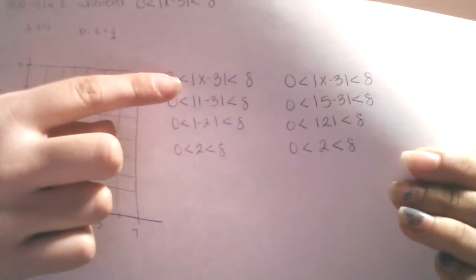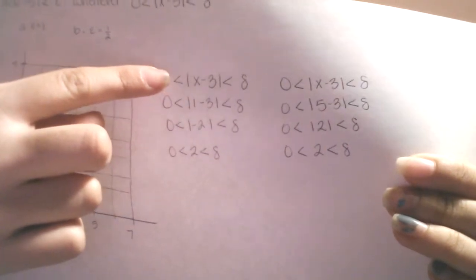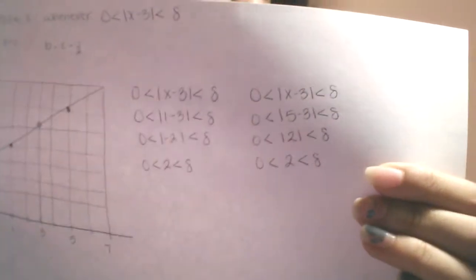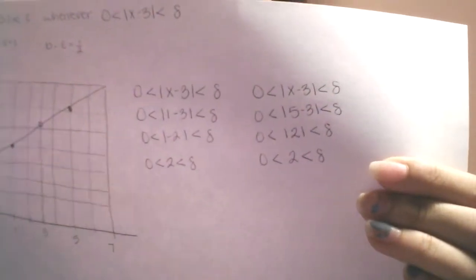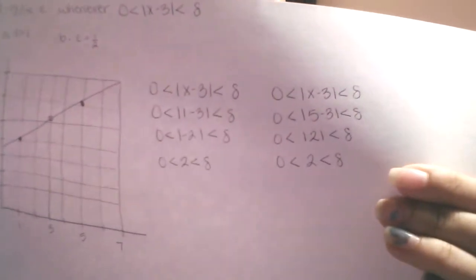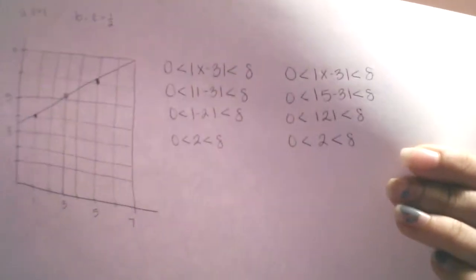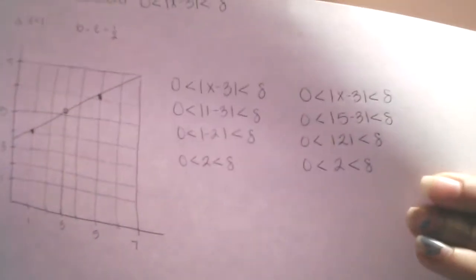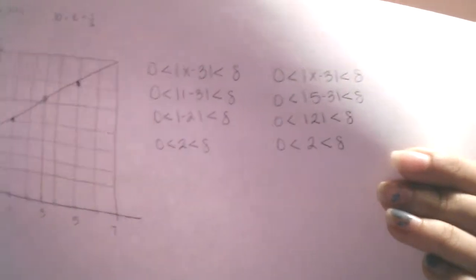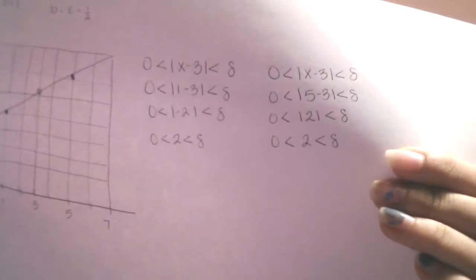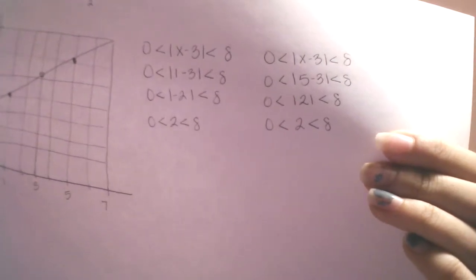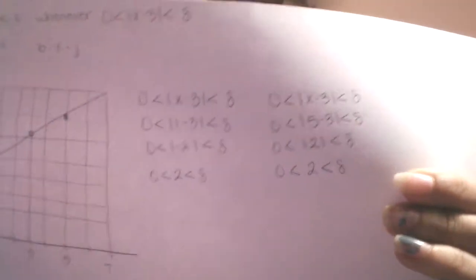So when you plug in the values to 0 is less than the absolute value of x minus 3, which is less than delta, you'll find that when you plug in the two values of x, which are 5 and 1, 5 minus 3 is 2, and the absolute value of 2 is just 2. So when epsilon is equal to 1, then delta is equal to 2.